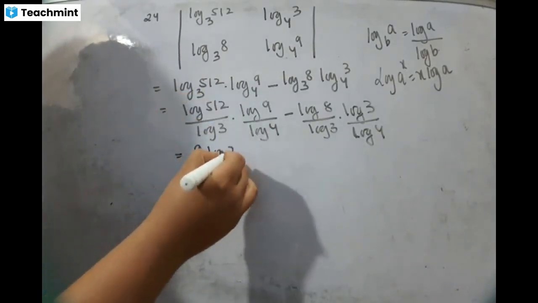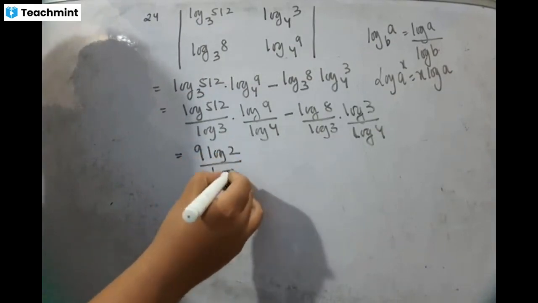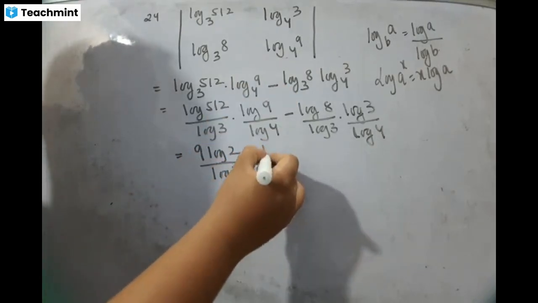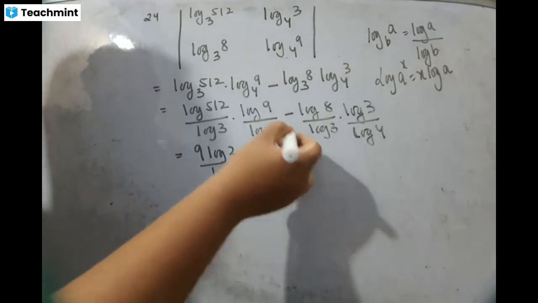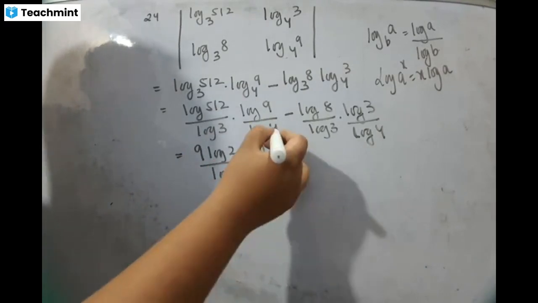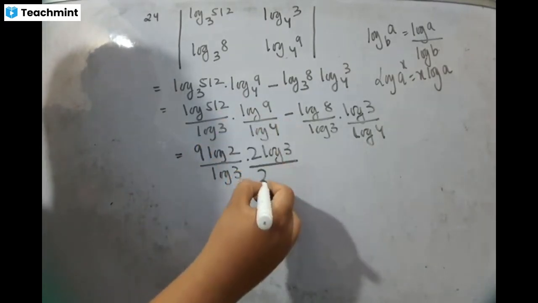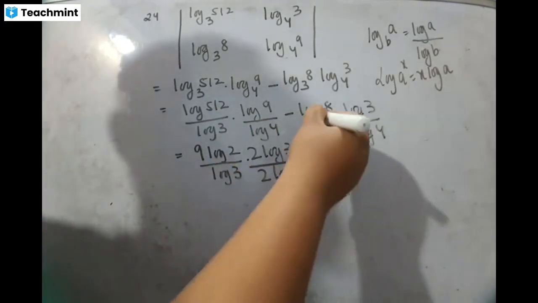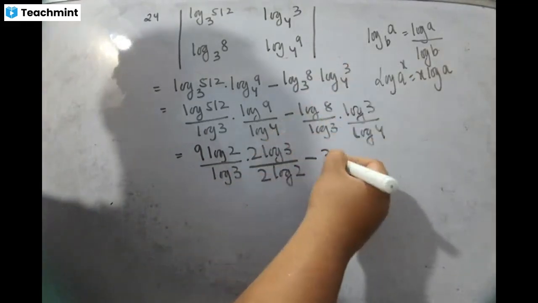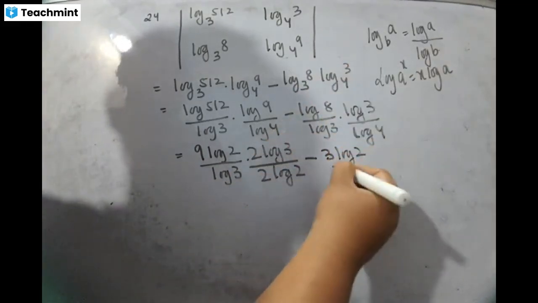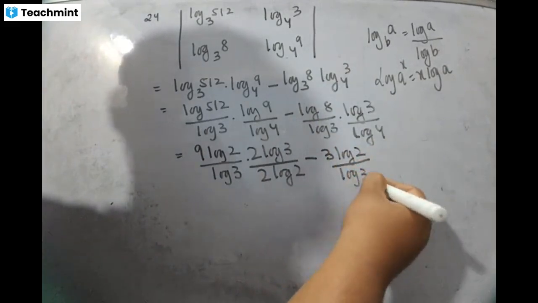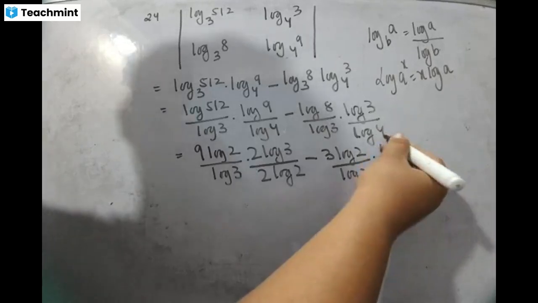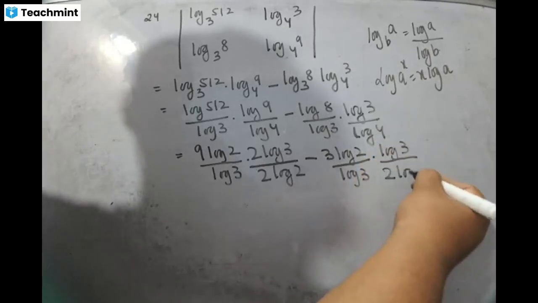So you get 9 log 2 divided by log 3, as it is because it's a prime number. 9 can be written as 3 square, so log 9 can be written as 2 log 3, because the square comes in front. Log 4 is 2 square, so 2 comes in front, so 2 log 2, minus log 8, which is 2 to the power 3. So you have 3 log 2 divided by log 3 into log 3 divided by log 4, which is 2 square, so it's going to be 2 log 2.